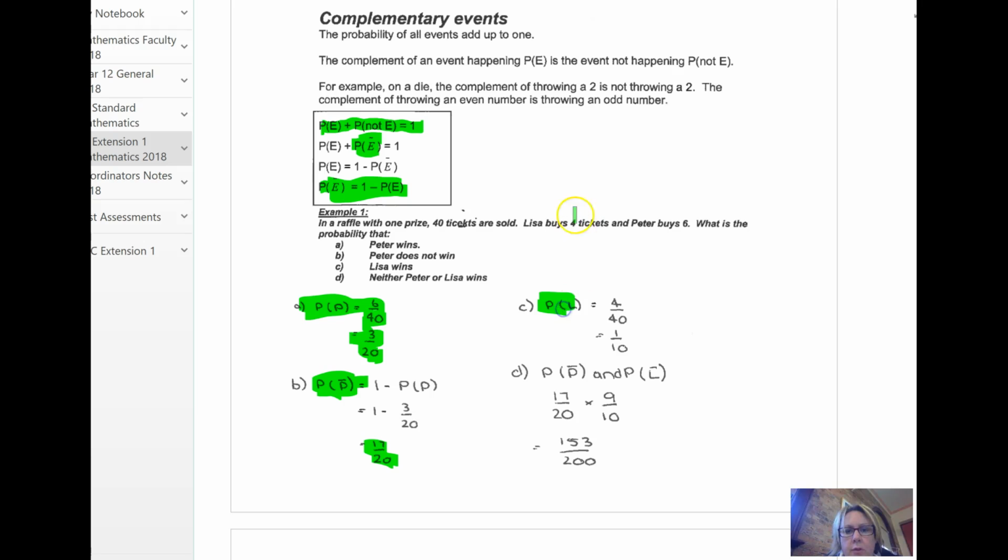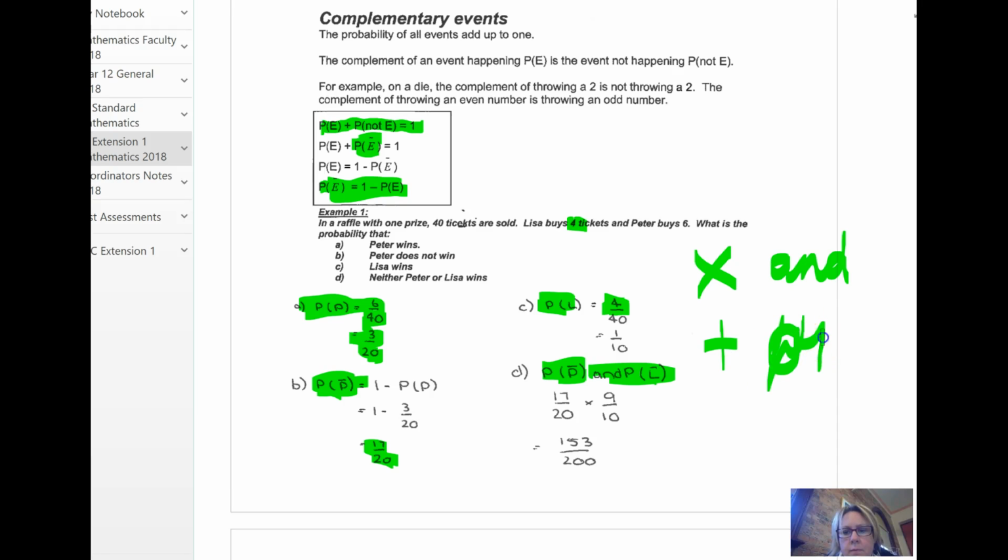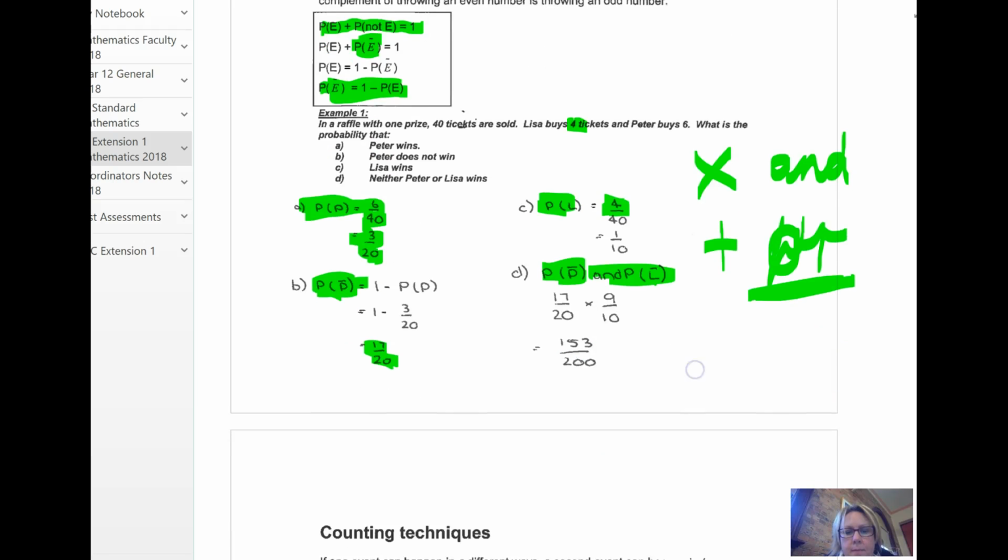Lisa winning, she's got 4 out of 40. And neither Pete nor Lisa winning, Pete not winning and Lisa not winning. And is times, or is plus. And we can go from there.